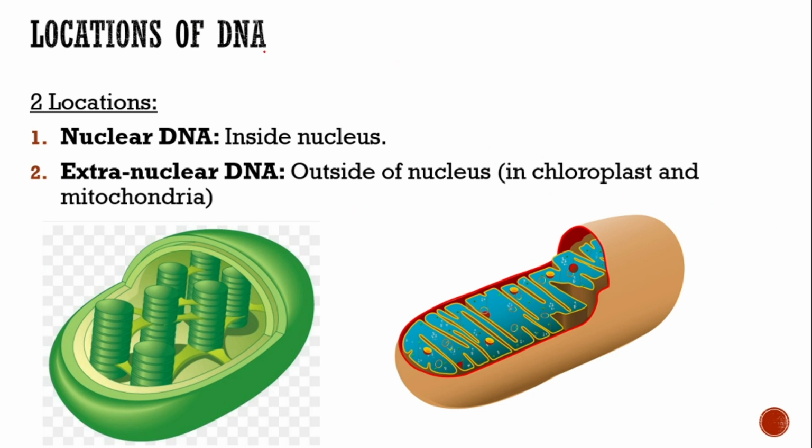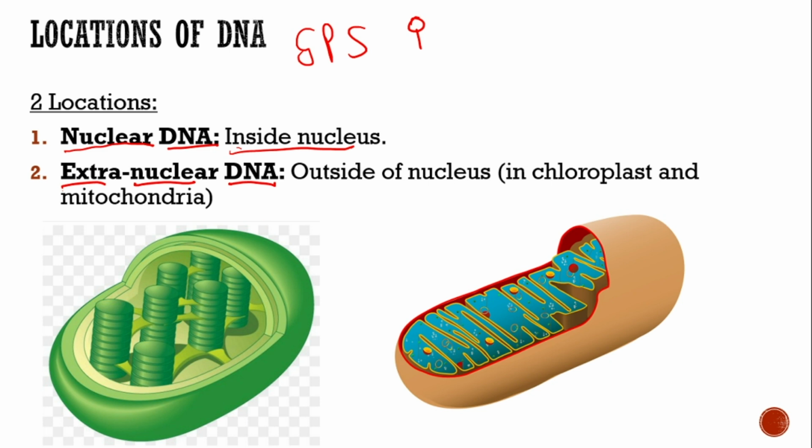Now, where is the location? GPS location. Where do we find DNA? DNA is found mainly, we said, in the nucleus, right? So we give it a surname. That is nuclear DNA, inside the nucleus. Now, the DNA that is found outside the nucleus, that is extra DNA. We call it extranuclear DNA. That's DNA found outside the nucleus. And where do we find it? We find it in the chloroplast.